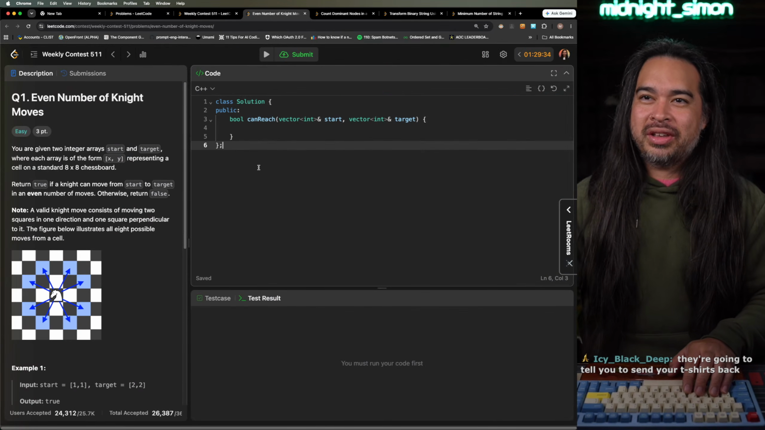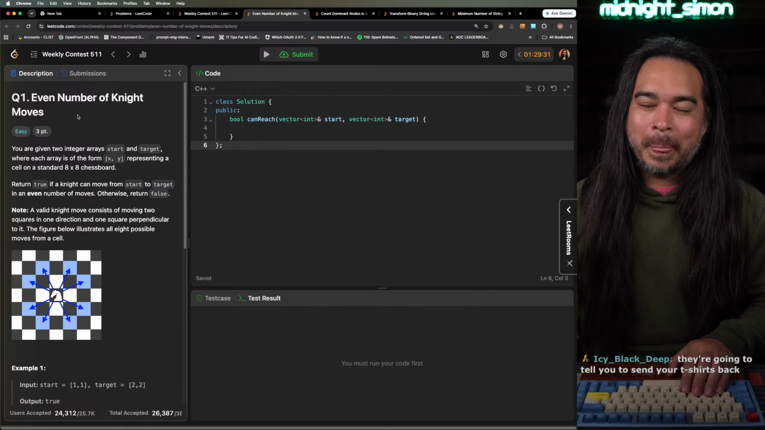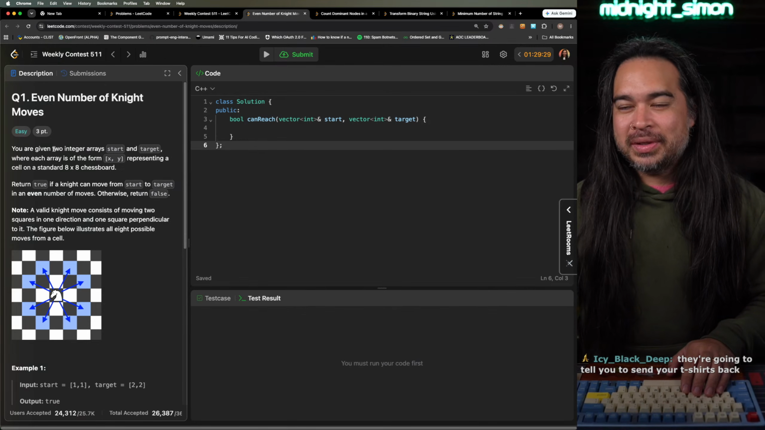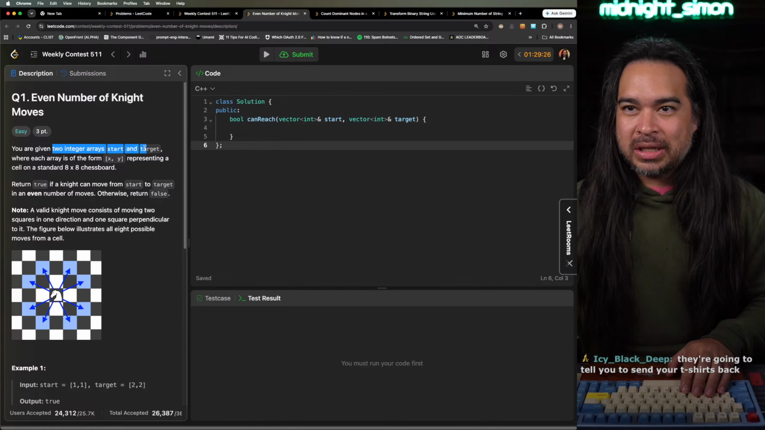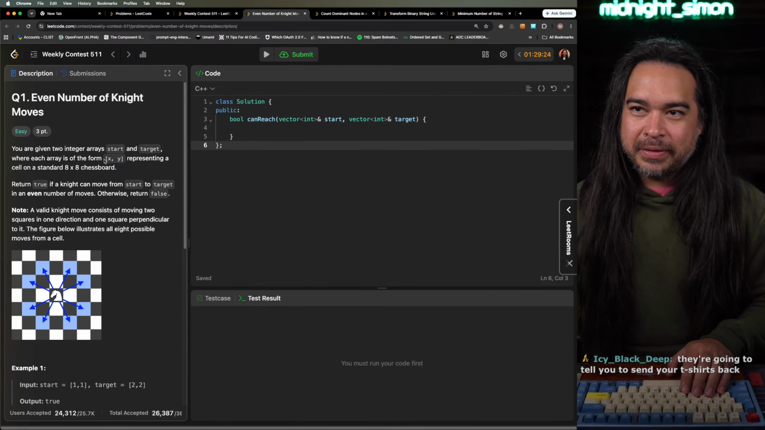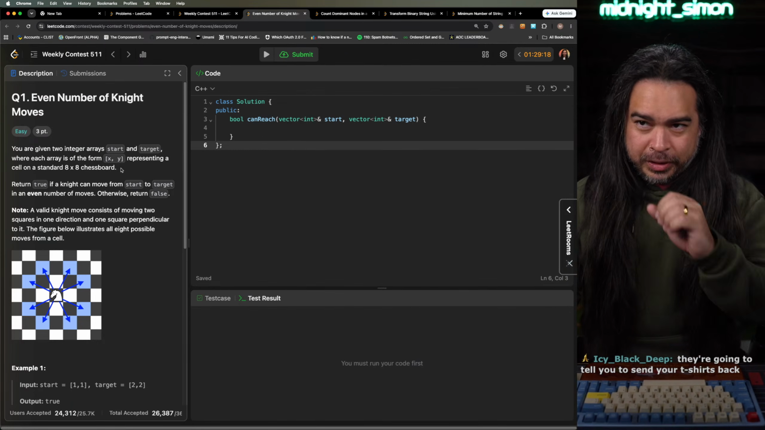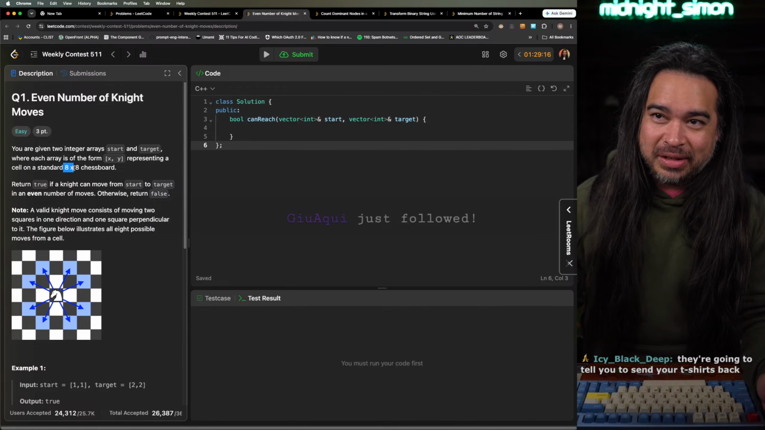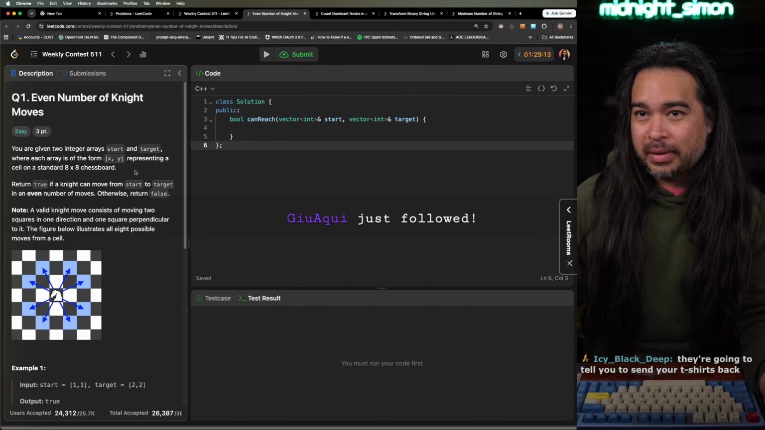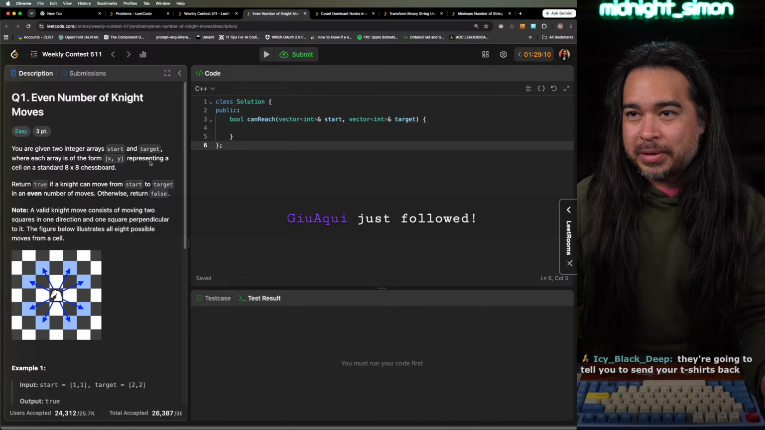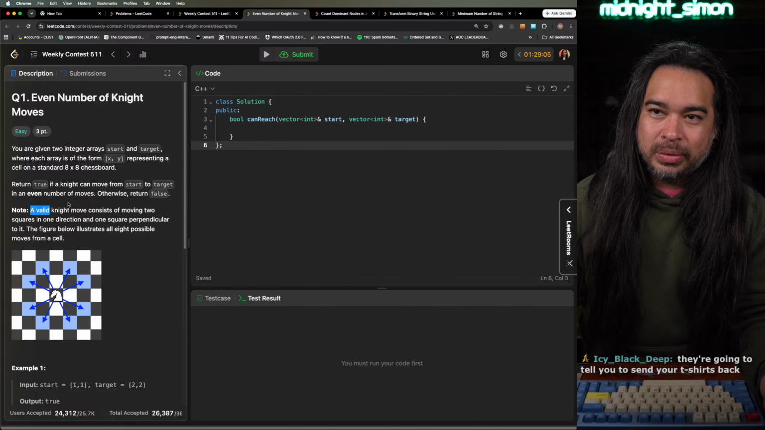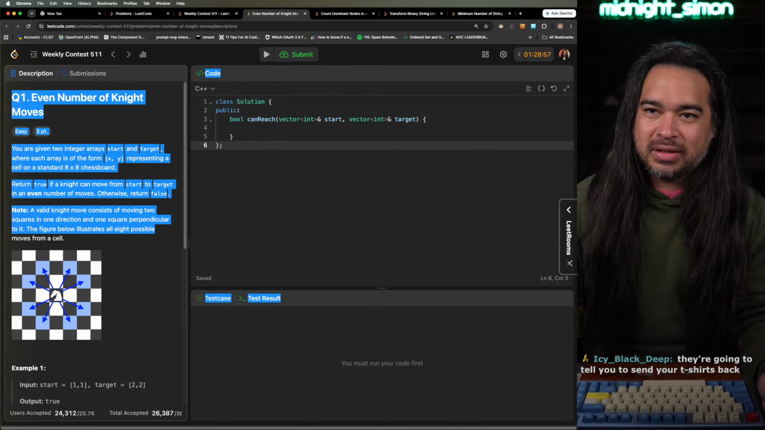Alright, here we go. Q1. Dang, what the hell? Q1. Even number of knight moves. You're given two integer arrays, start and target, where each array is of the form xy, representing a cell on a standard 8x8 chessboard. Return true if a knight can move from start to target in an even number of moves, otherwise return false. Note: a valid knight move consists of moving 2 squares in one direction and 1 square in a perpendicular to it.